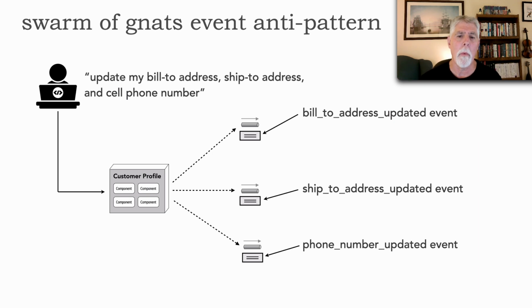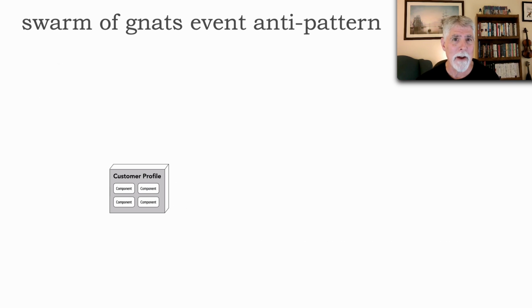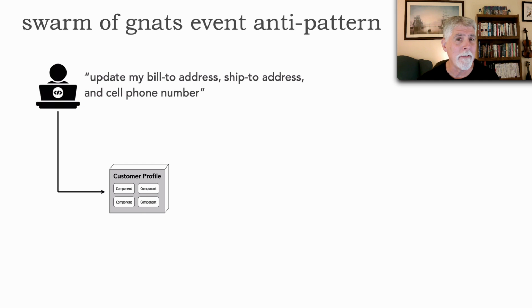So that's problem 1. Problem 2 is that these small, detailed events tend to saturate and overwhelm the system, and it becomes really difficult to analyze and track and understand the overall workflows within event-driven architecture. So one way of avoiding the Swarm of Gnats anti-pattern is to consolidate these derived events. And let me show you the same example.